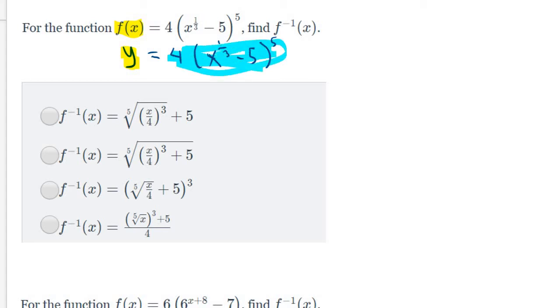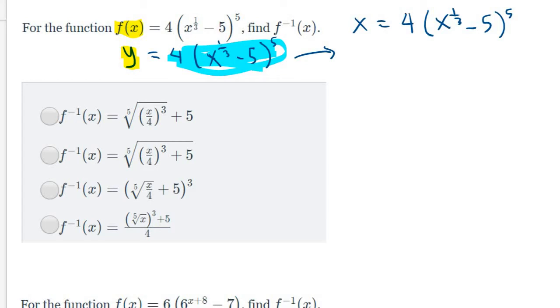Now the next step is to switch x and y. So we're going to continue from here and switch x and y. x equals 4 times (x to the power of 1/3 minus 5) to the power of 5.